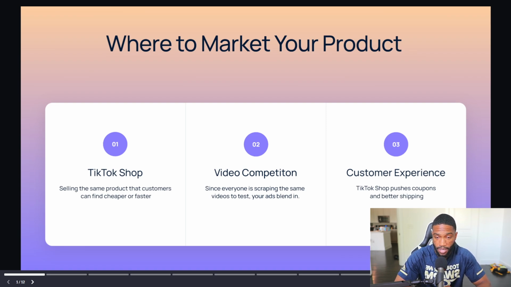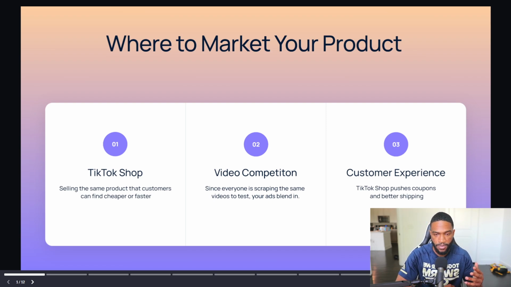Number two, video competition, especially if you're testing content that is scraped from TikTok or content that you may create yourself. Again, you are probably competing with people that have organic videos that are the same, or paid content for the same videos to TikTok Shop, versus you doing it to a Shopify site or a link. It's better for the customer to just fill out everything on TikTok Shop and finalize everything. So you're competing with sellers on TikTok Shop as well as video competition, organically and paid, on TikTok Shop for the same product.